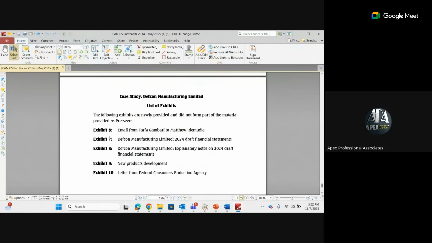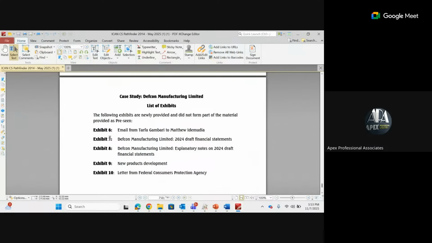So what are the exhibits? Exhibit 6, email from Tarfa Gambari to Matthew Idemudia. Exhibit 7, Defcon Manufacturing Limited, 2024 draft financial statements. Exhibit 8, Defcon Manufacturing Limited, explanatory notes on 2024 draft financial statements. Exhibit 9, new products developments. Exhibit 10, letter from Federal Consumers Protection Agency. Those are the 5 exhibits in the unseen.